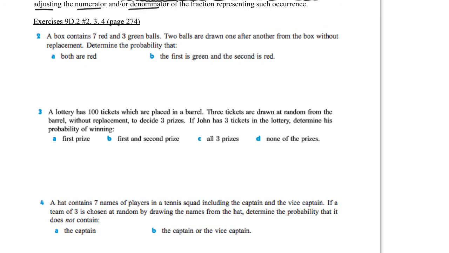If I have a box with 7 red and 3 green balls, 2 are taken one after the other without replacing. So part A, both red. Remember the word both is an "and" problem, so it's the outcome red, red. There is a 7 in 10 chance of red. But now without replacement means I've held on to that red one, so when I go to pick out red again, it becomes a 6 in 9 chance. That's what I mean by intuitively adjusting.